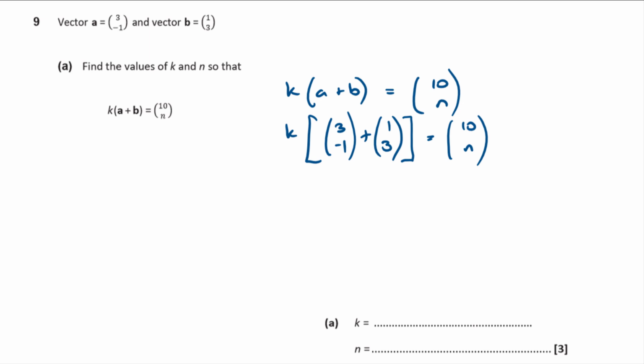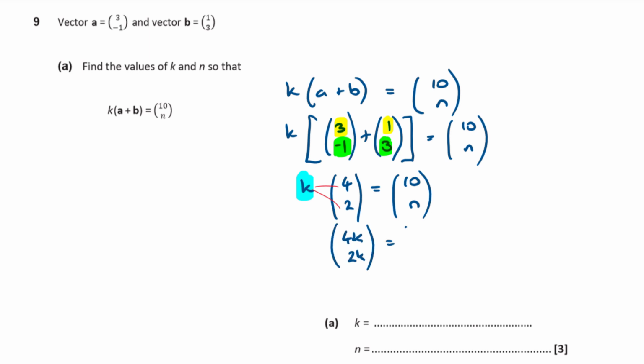When you add two vectors together, you add like with like, don't you? So we're going to add the 3 and the 1 together, and we're going to add the minus 1 and the 3 together. So that's going to give me k lots of (4, 2), and that is equal to (10, n). Now when you multiply a vector by a scalar, you're going to multiply both the 4 and the 2 by k. So that tells me that (4k, 2k) is equal to (10, n).